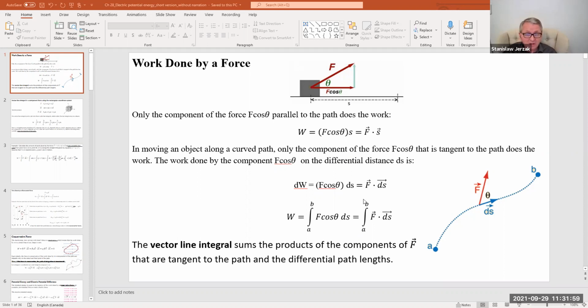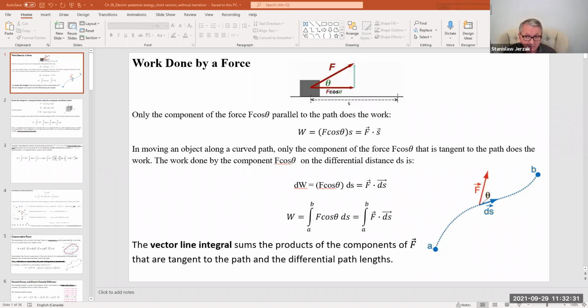But what about the case when the force is acting and the object is not moving along a straight line, but along a certain curve, like what you see here on the slide? Then how do we calculate work in these situations? What we would have to do, when the path is not a straight line but a curve, is divide that path into many tiny parts.